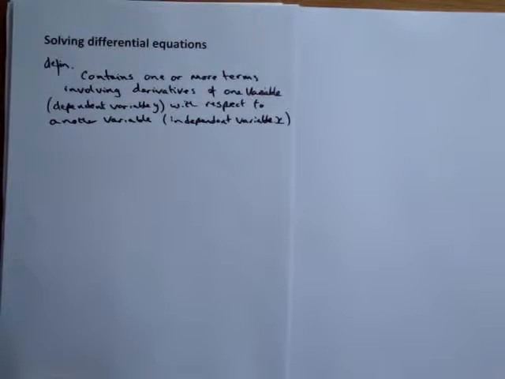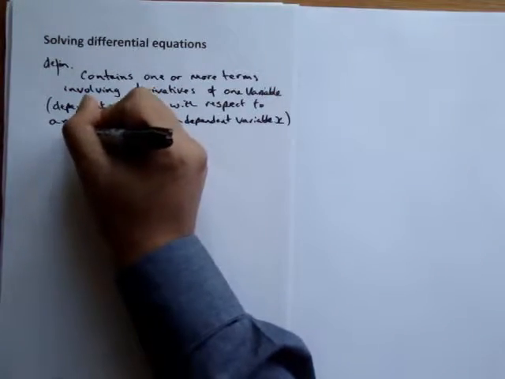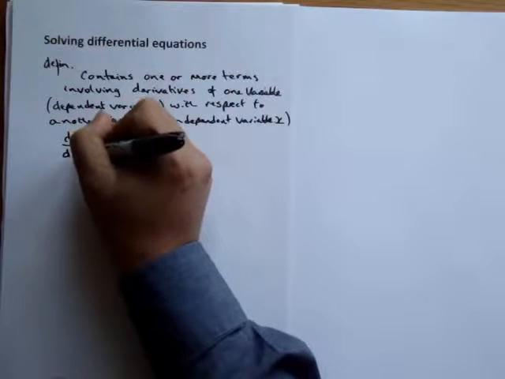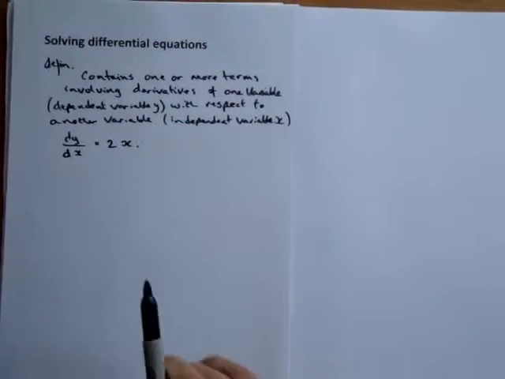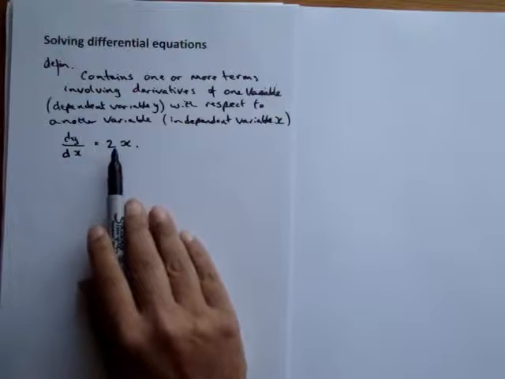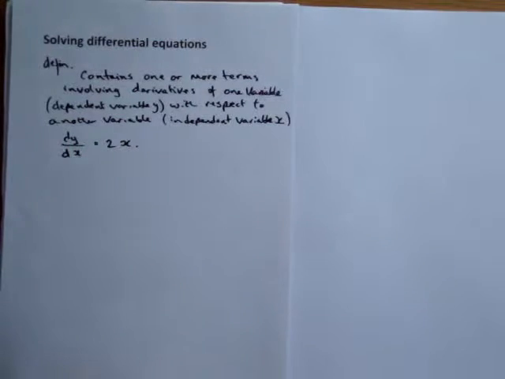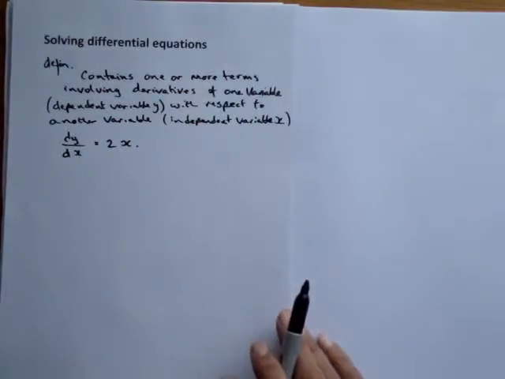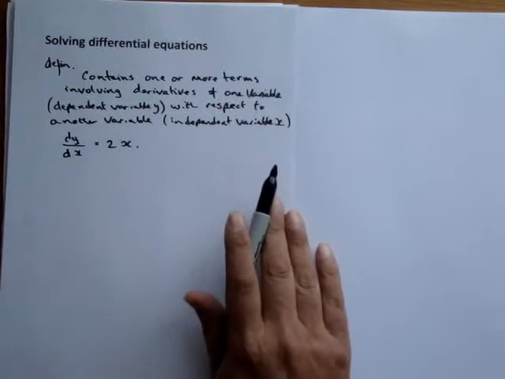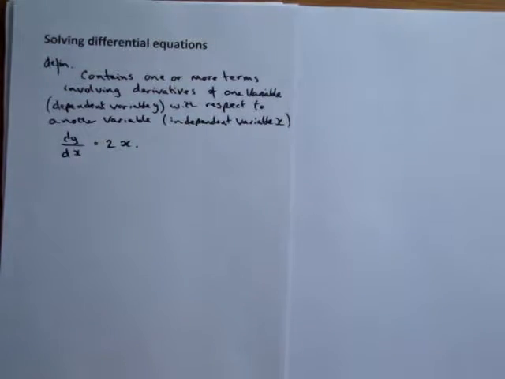So we could have dy by dx equals 2x. So we've got the derivative of one variable, which is y, with respect to another variable x, equals 2x. What we need to do when we're solving differential equations is separate the two variables, that is, get all the x's onto one side and all the y's onto the other side. And then we integrate and then we solve the equation.